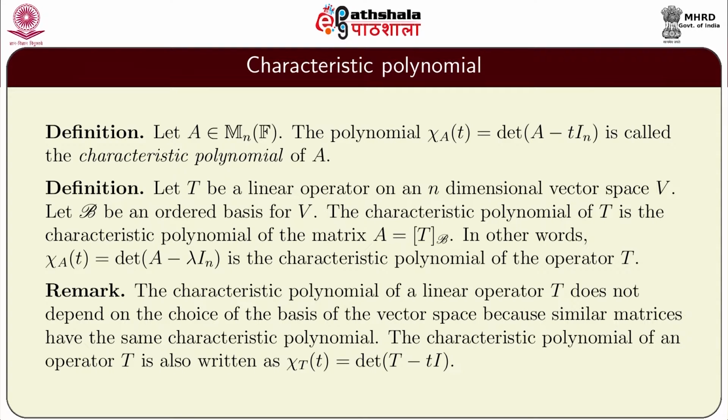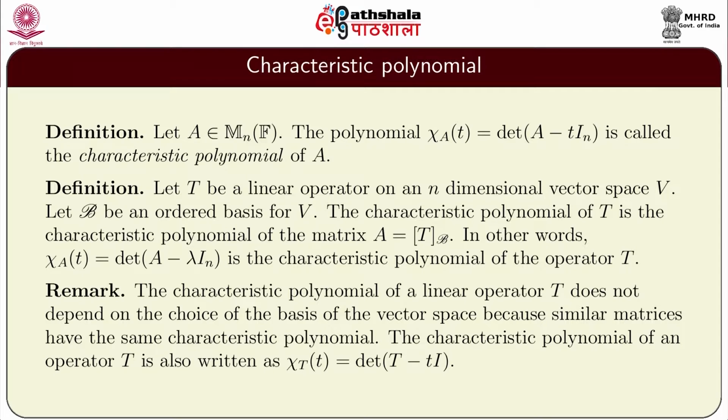Now, we extend this definition for a linear operator T on an n-dimensional vector space V. So, suppose that B is an ordered basis for the vector space V, which is a vector space of dimension n over the field F. The characteristic polynomial of T is the characteristic polynomial of the matrix [T]_B, call it A. In other words, chi A of T is the determinant of A minus T In, which is the characteristic polynomial of the linear operator T.